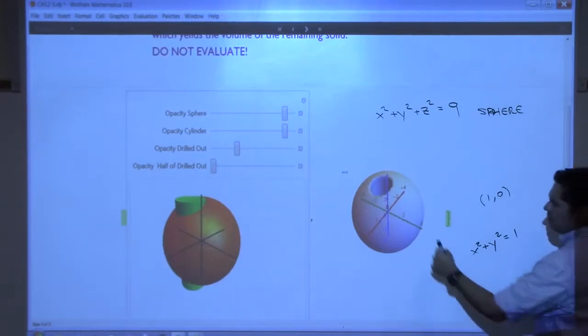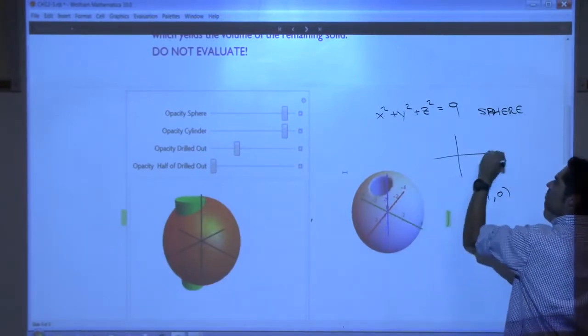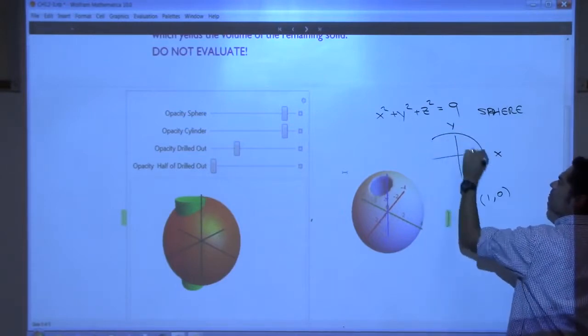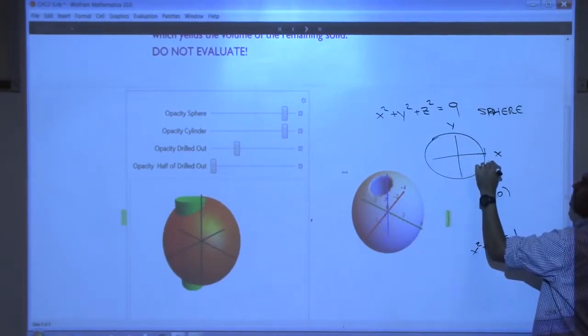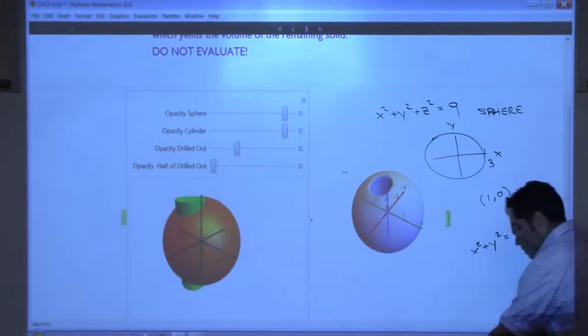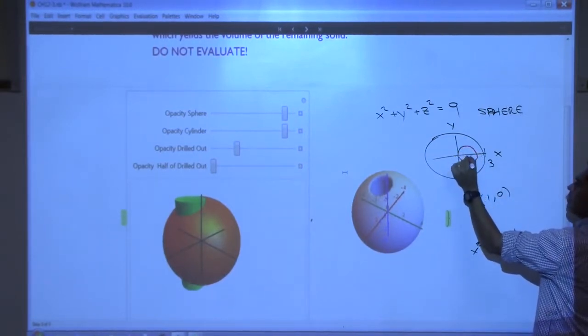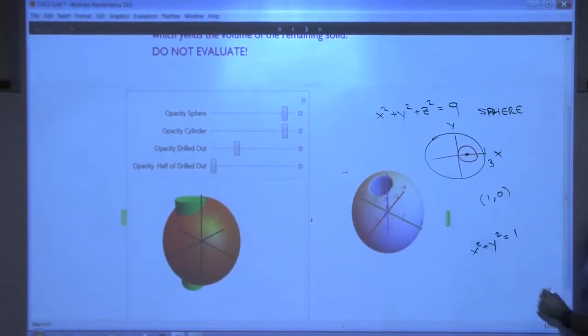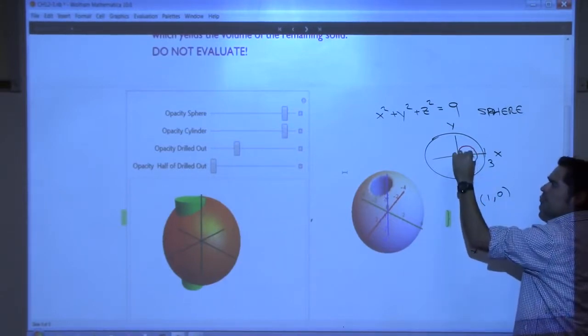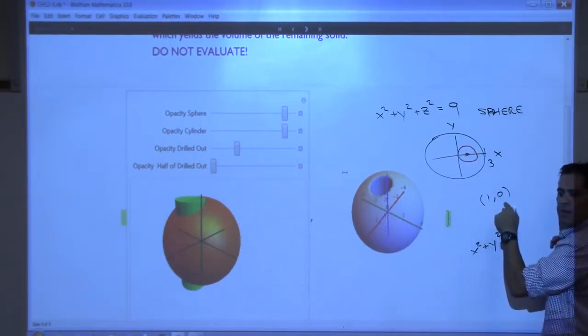So look, if I'm looking straight down on this, let's say this is my x-axis, this is my y-axis. Here's the sphere, right? Radius 3. My drill bit comes in here like this, comes in like that, drills out. So the center of my cylinder should go through this point 1, 0.